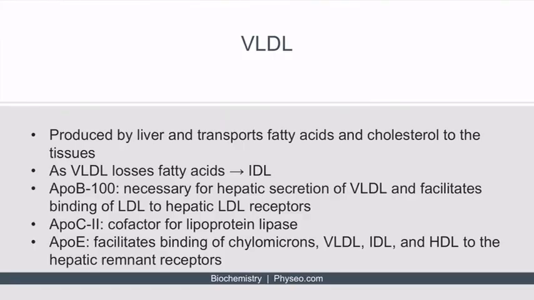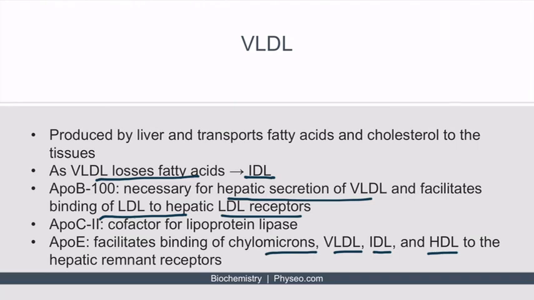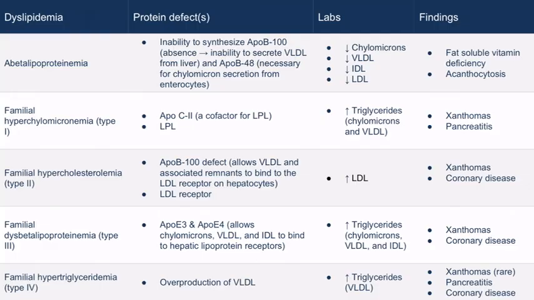VLDL is produced by the liver and transports fatty acids and cholesterol to the tissues. As VLDL loses fatty acids, it becomes IDL. ApoB100 is necessary for two things. First, the hepatic secretion of VLDL, and it also facilitates the binding of LDL to the hepatic LDL receptors. ApoC2 is a cofactor for lipoprotein lipase, and ApoE facilitates the binding of chylomicrons, VLDL, IDL, and HDL to the hepatic remnant receptors.